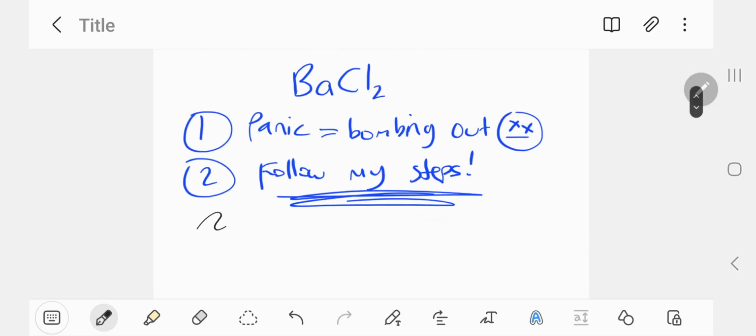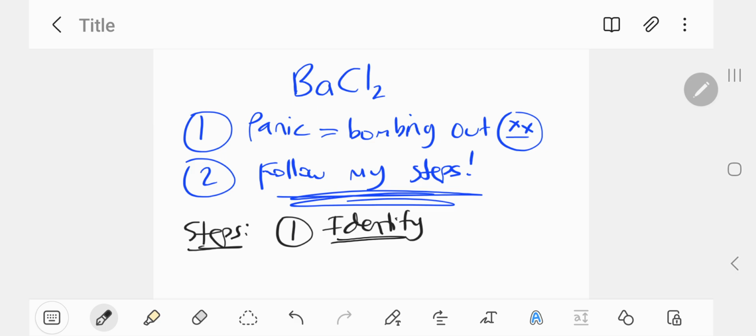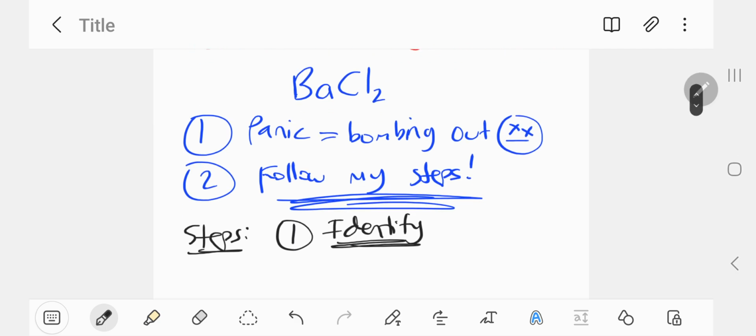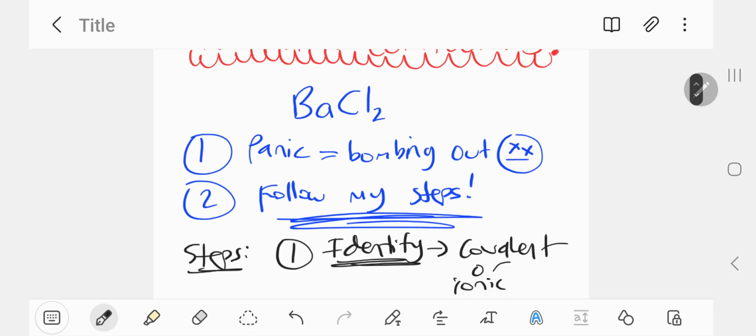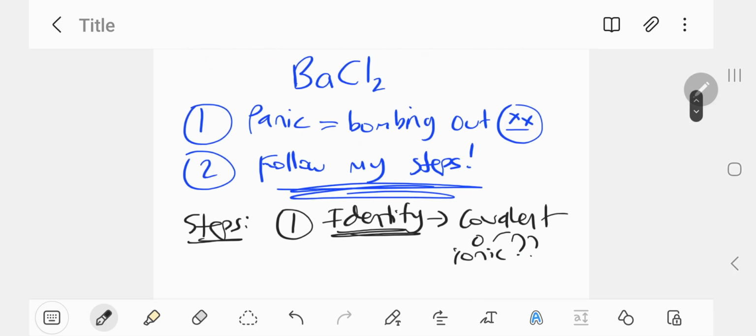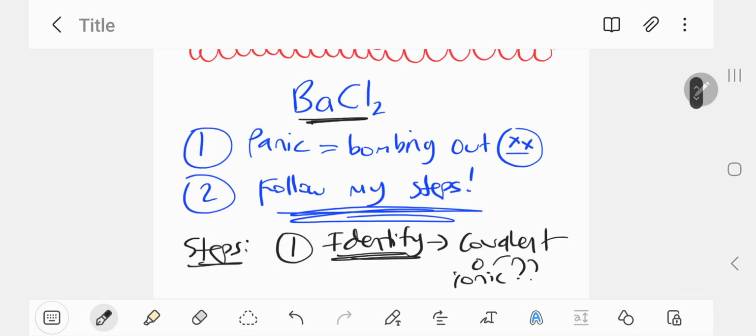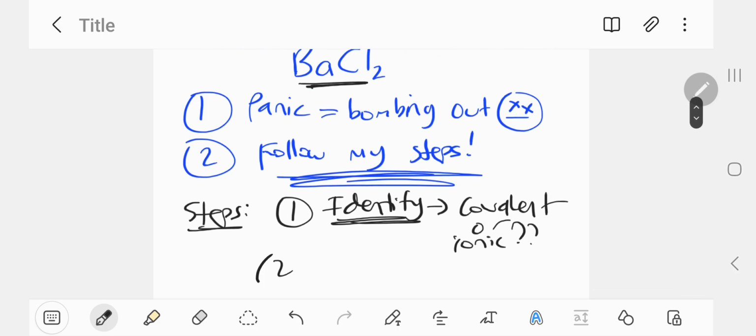The first thing to do is to identify. What does that mean? Typically questions like this will involve either covalent or ionic compounds. So your first step is to ask yourself, is this ionic or is this covalent? Now in this case, if you look here, BaCl2, to work this out, you need the periodic table. You don't need to memorize these elements, okay? This is a compound because it's made of two or more different elements.